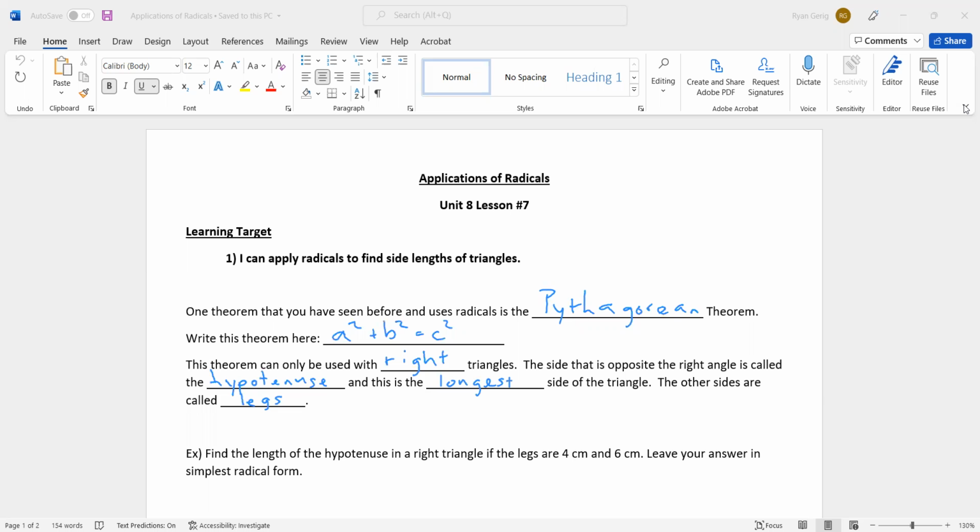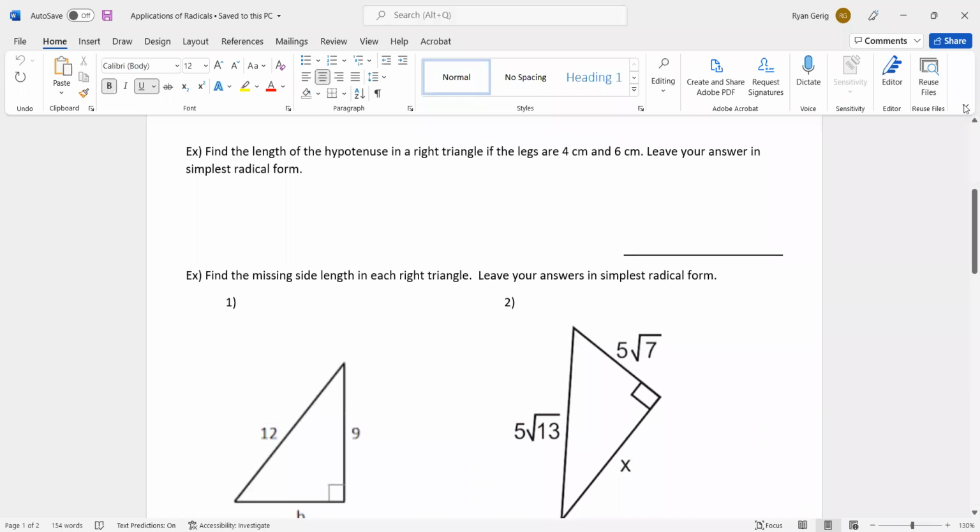All right, so move on down. Find the length of the hypotenuse in a right triangle if the legs are 4 centimeters and 6 centimeters. Leave your answer in simplest radical form. Okay, so when I have a squared plus b squared equals c squared, c is always the hypotenuse. Always. All right, so I gave you the legs. I don't care which one's A, which one's B. It doesn't matter.